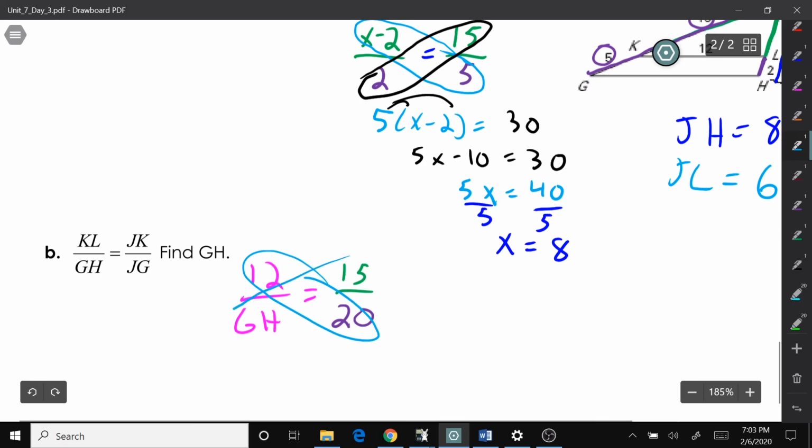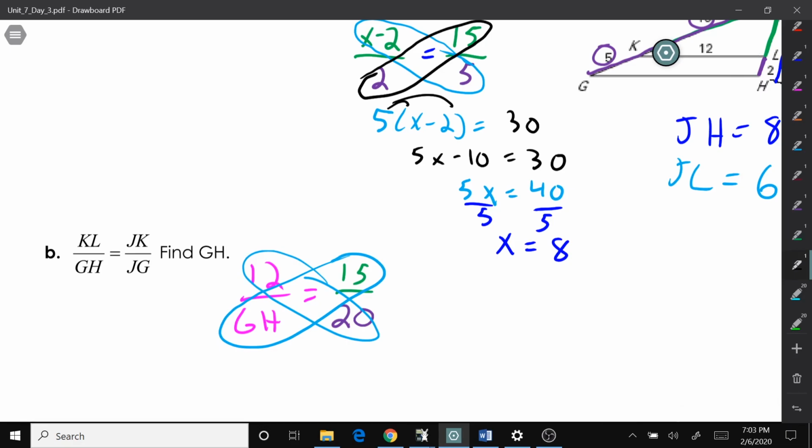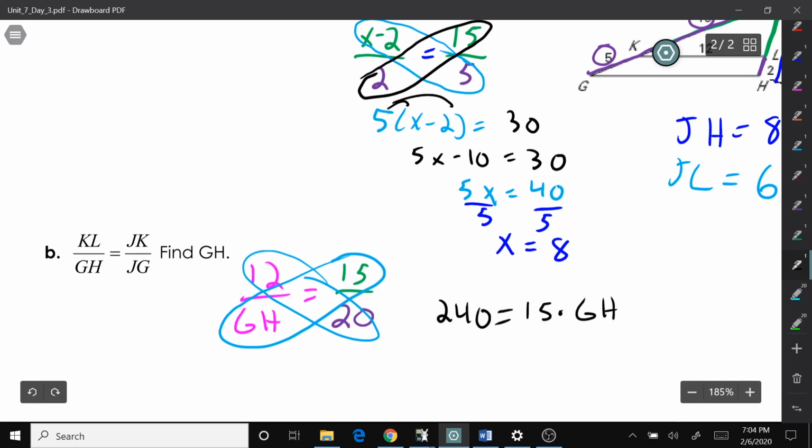Cross multiply. If you wanted to put x for GH, that would have been fine. You could have left that as an x, and it would be okay to use. So 12 times 20 is 240 equals 15 times GH, or x if you want to leave it as x. It's just this way we don't have to change it back to GH once we are done. Divide both sides by 15 and we get 16 equals GH.